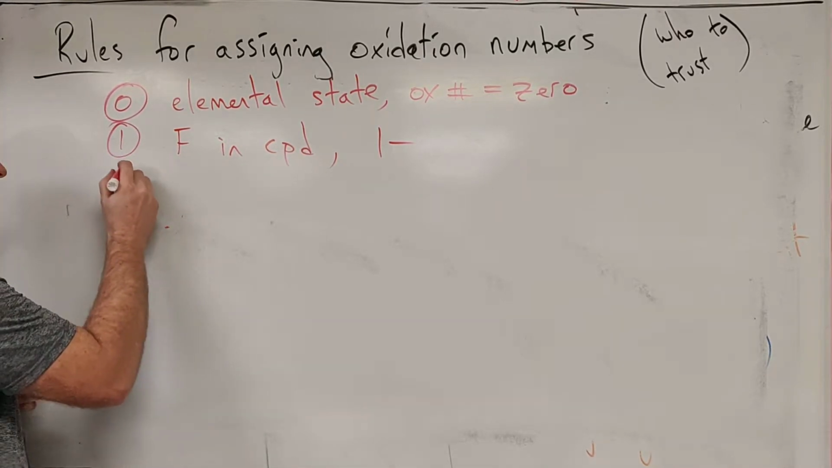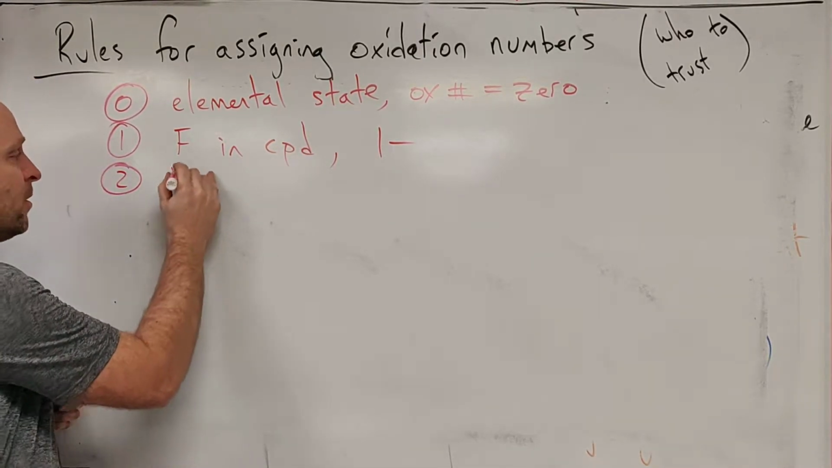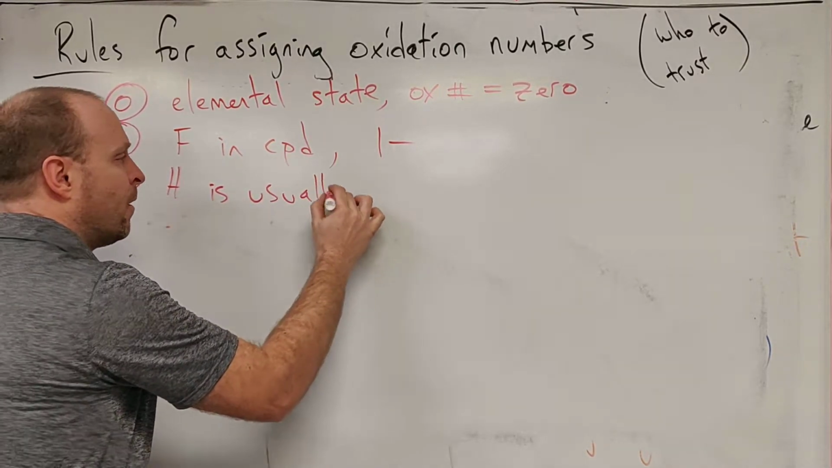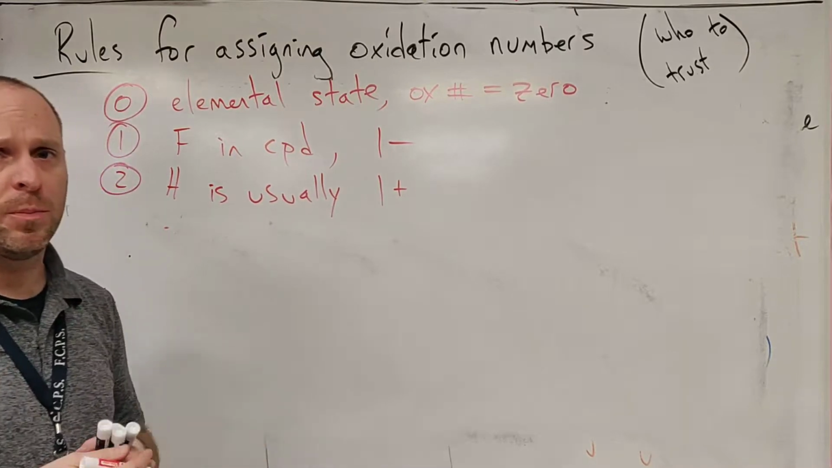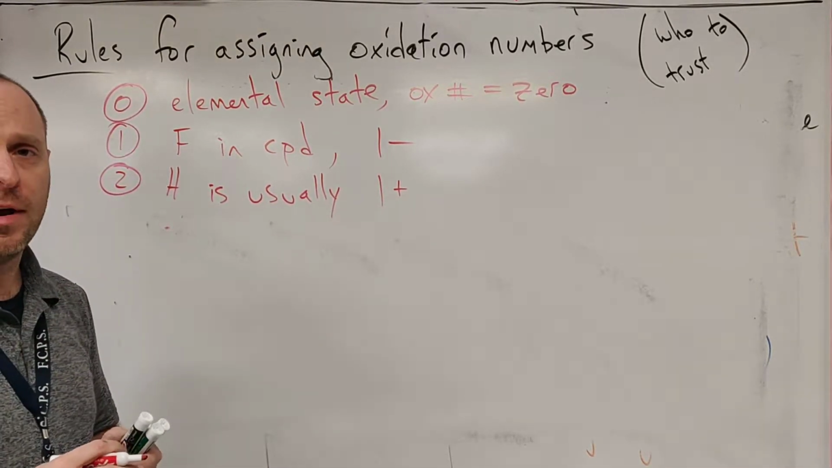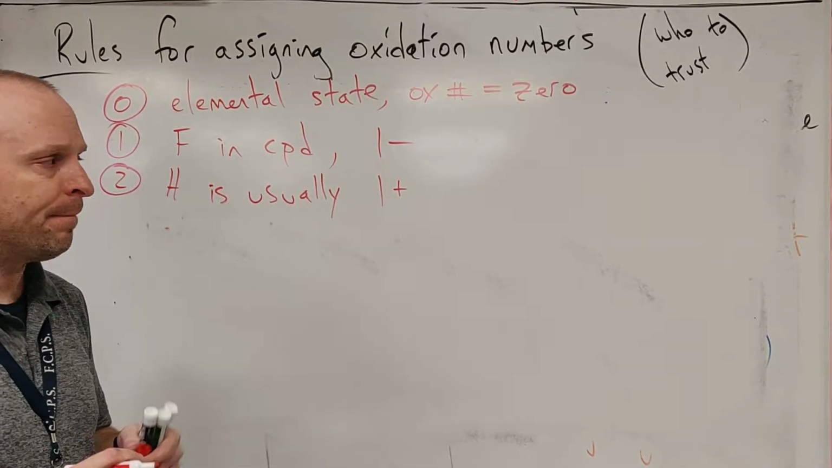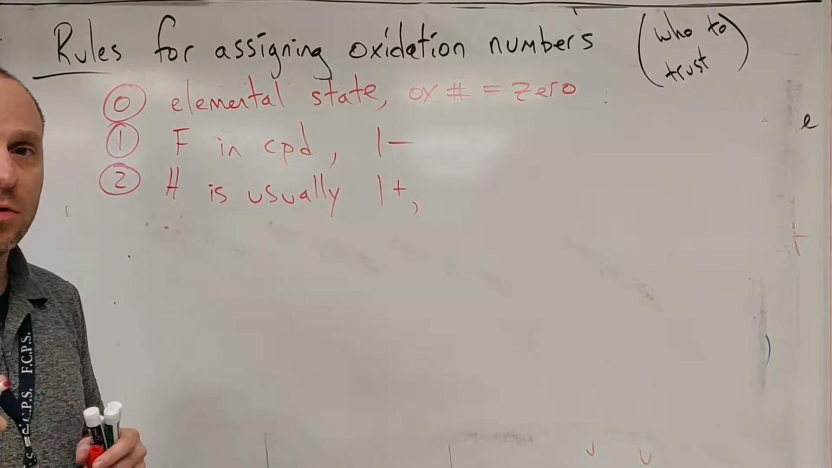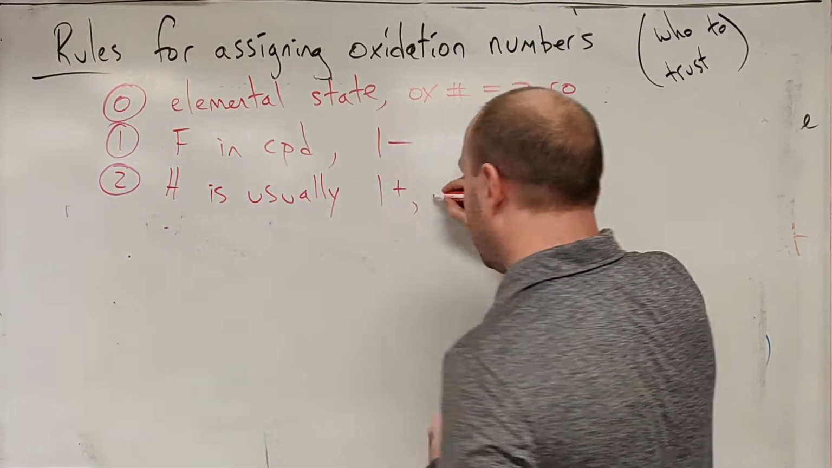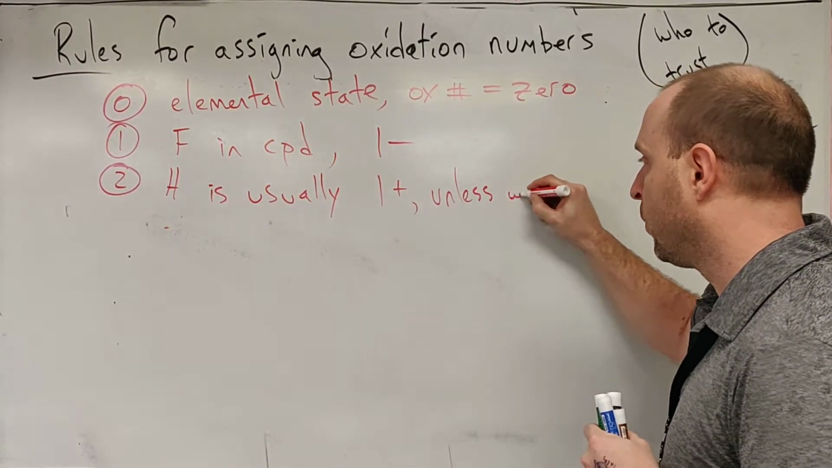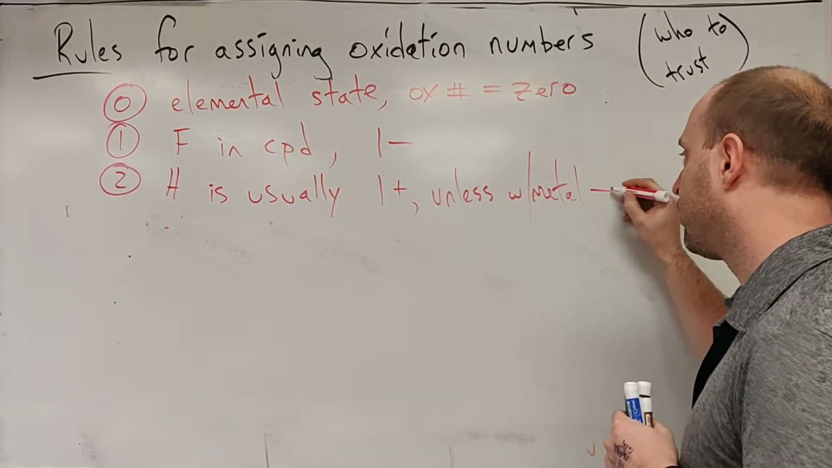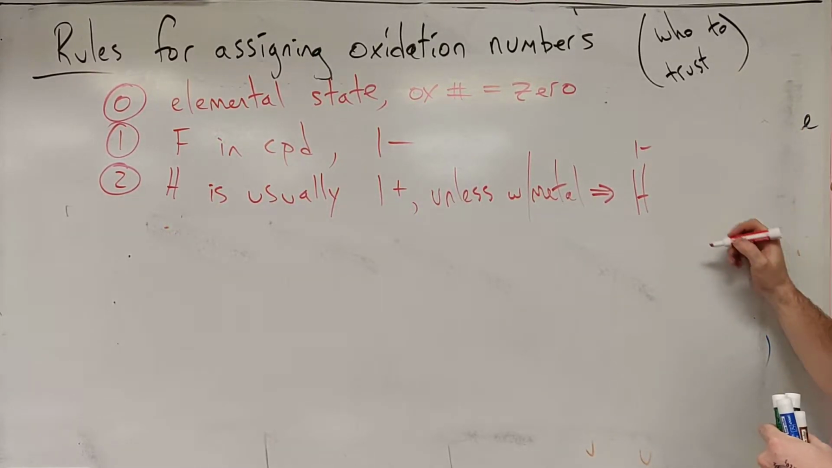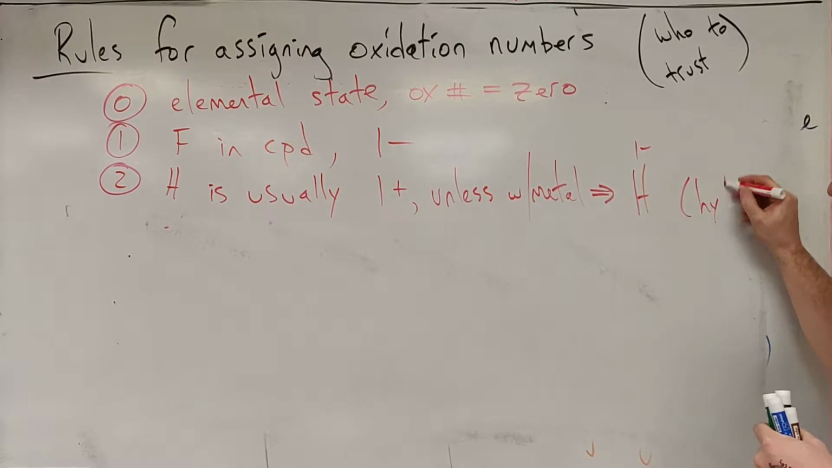Other things that we might trust, hydrogen. So hydrogen is usually 1+, right? And I think most people would predict that. It's in group 1 of the periodic table. It has 1 valence electron. What I don't think they necessarily predict is what happens when hydrogen's bonded to a metal, okay? So unless it's with a metal, which results in a hydride, a hydrogen with a 1- oxidation state. So that's a hydride, we call it.